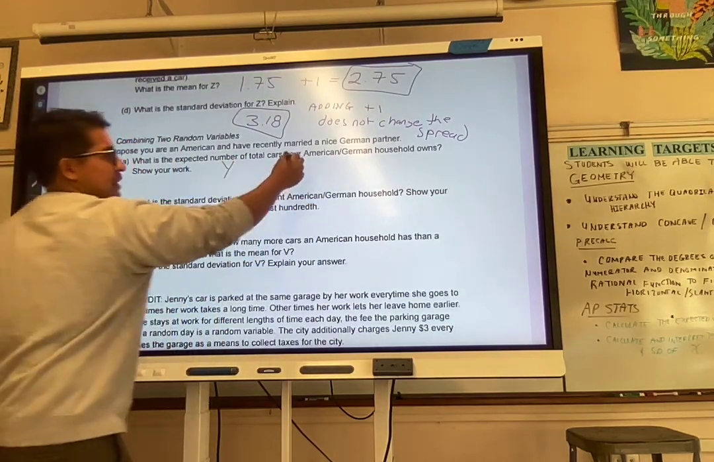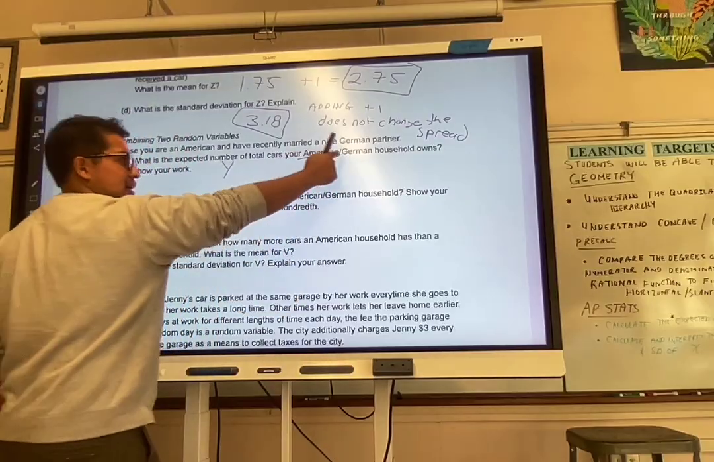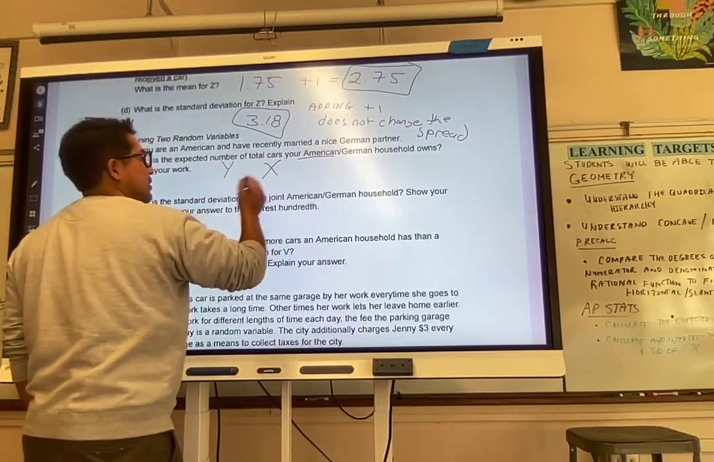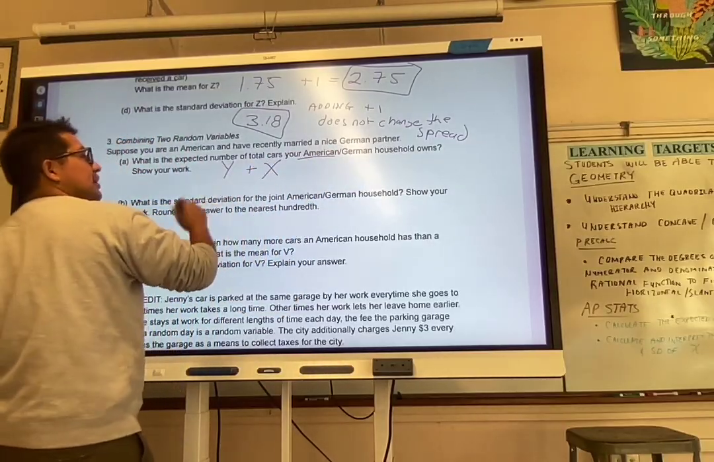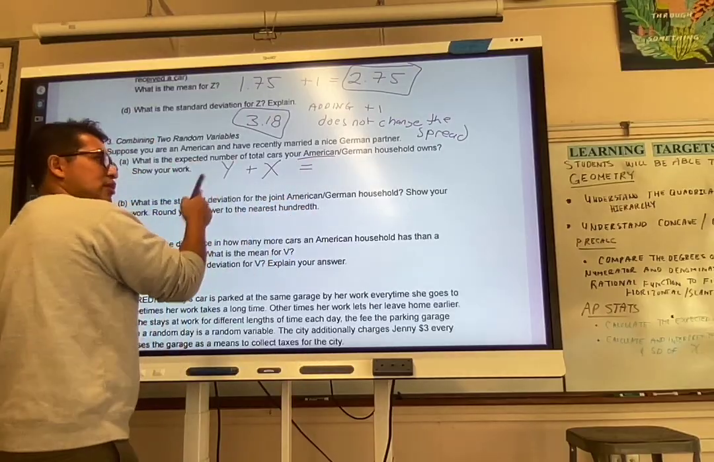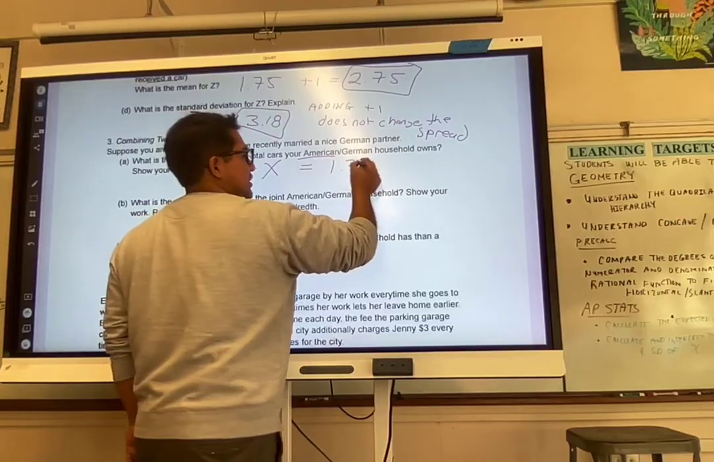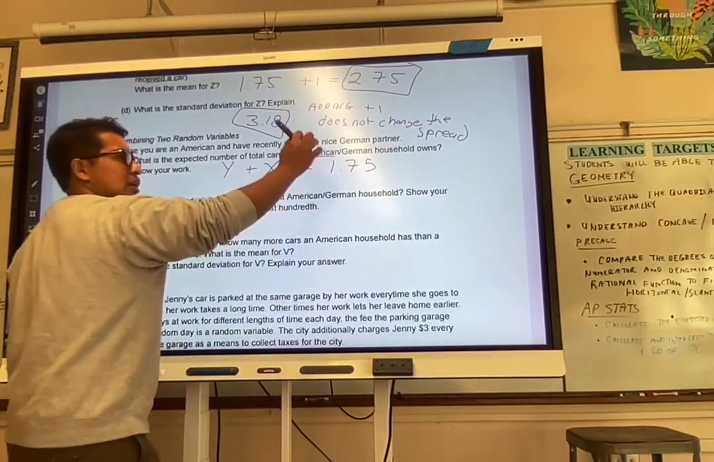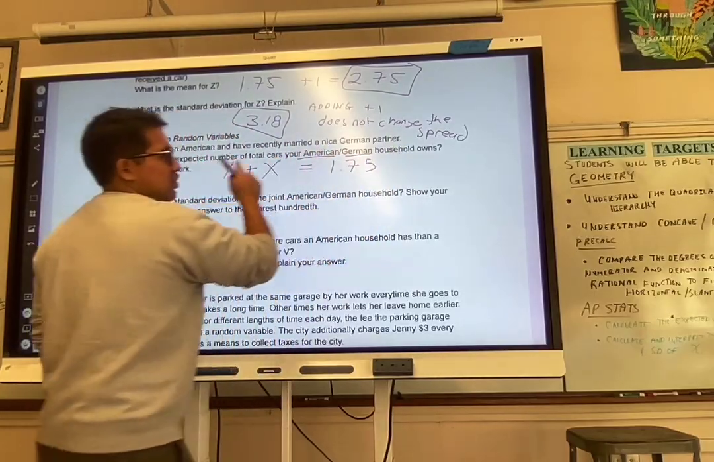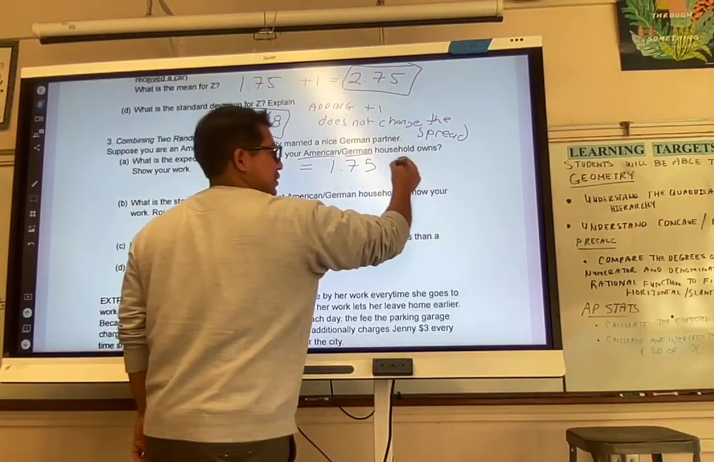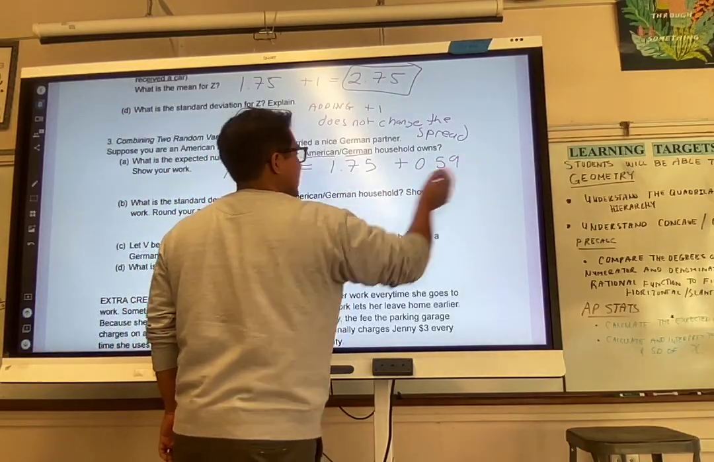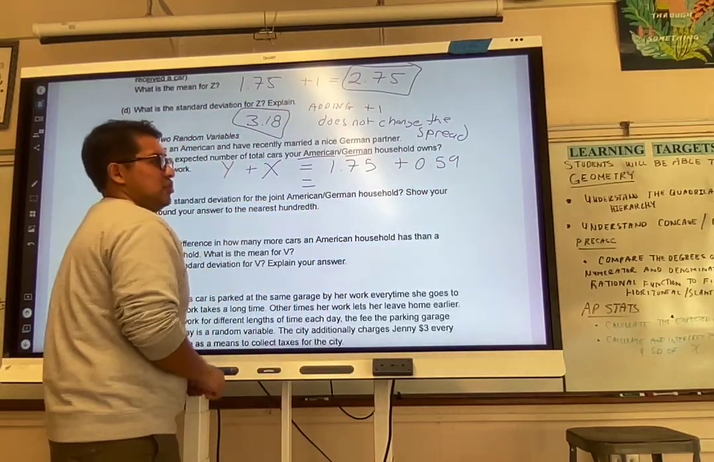So when we say America, let's do the big Y, right? Because that represented American households. And German households was big X, right? So I'm basically asking us to combine these two together. So what was the mean number of cars we had in America before free car day? I think it was 1.75. And what was the number of cars a German household owned? If I remember, I think it was 0.59. Okay. So on average, we would just add those two things together.